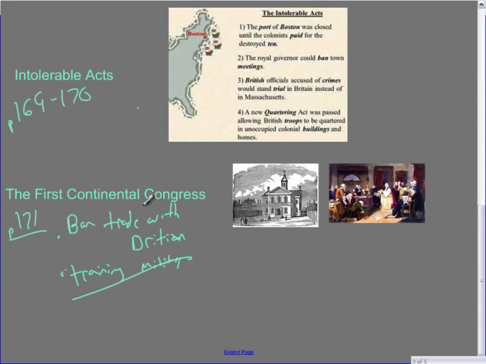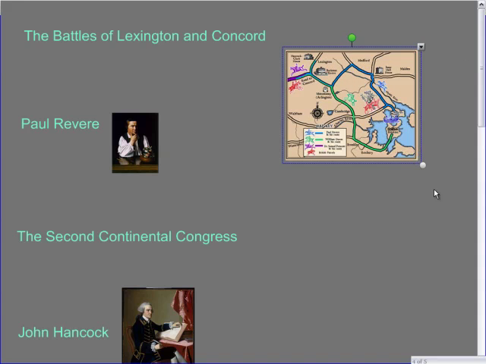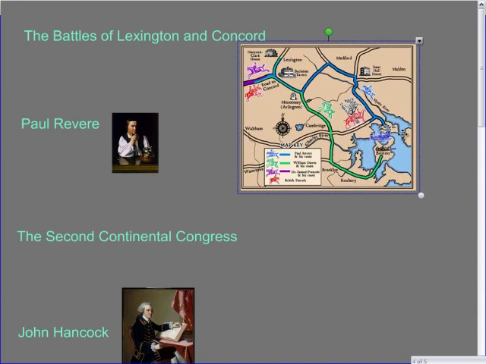And that's ultimately what happens when we look at the next thing on your study guide, which is the battles of Lexington and Concord. So the First Continental Congress tells people to start training militias, get ready, and as people are storing guns and ammunition, the British are noticing this and they don't like that.